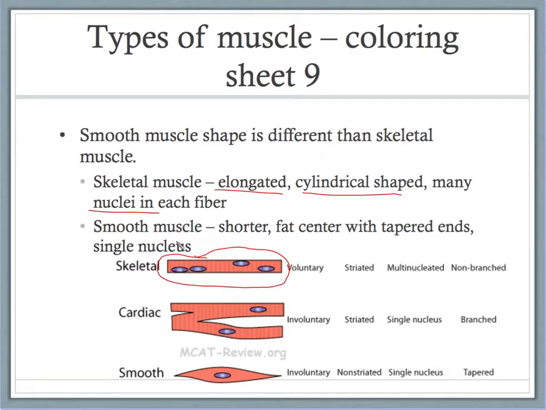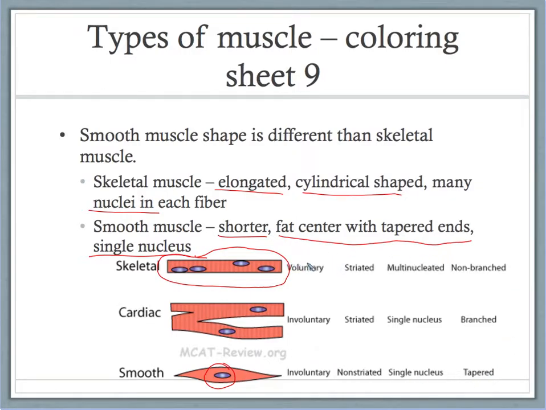Smooth muscle is shorter, has a fat center with tapered ends. It's almost oblong shaped, and then it has a single nucleus. So down here at the bottom, you have your thicker middle section, your tapered ends on both sides, and a single nucleus. This table might not be bad to copy down into your notes. That gives you a comparison.